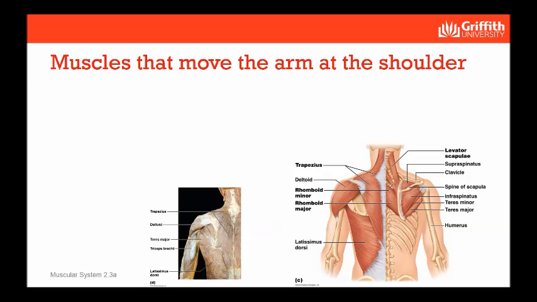The group of muscles in the opposite compartment moving the arm at the shoulder are located in the posterior shoulder compartment. These muscles that cross the posterior side of the shoulder joint extend the arm.